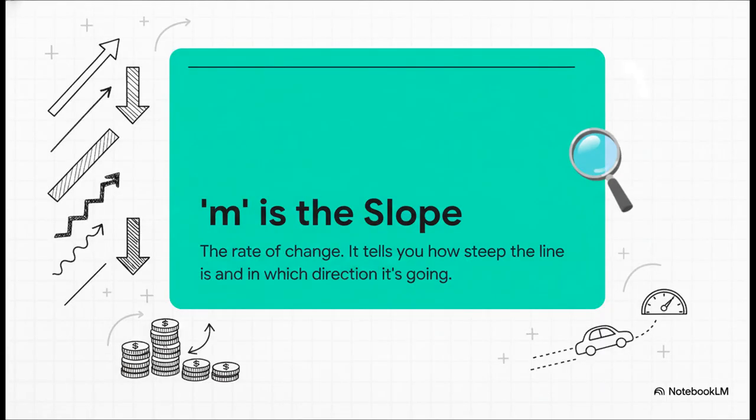And now for m, the slope. So if b is the start, m is the action. It's the change, the movement, the rate. It's not the money you already have. It's the $10 you save every single week. It's not the flat fee for the taxi. It's the cost per mile. Basically, m is the part that happens over and over and over again.